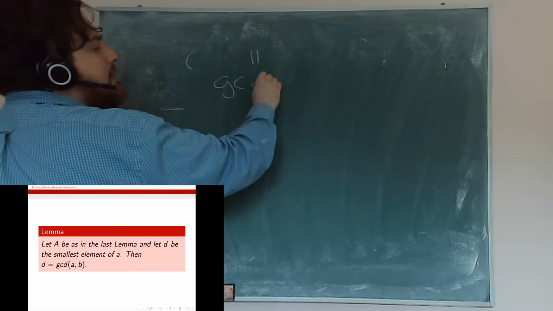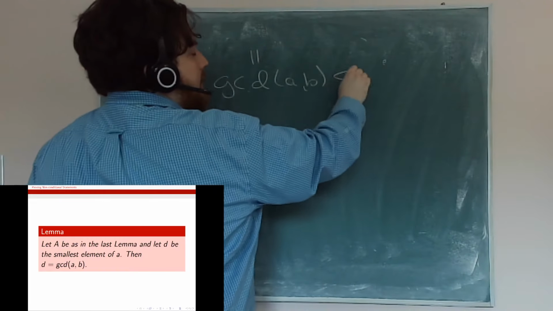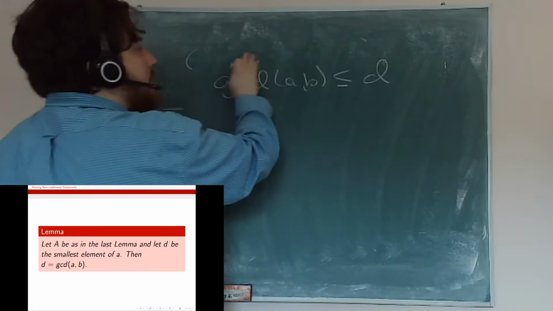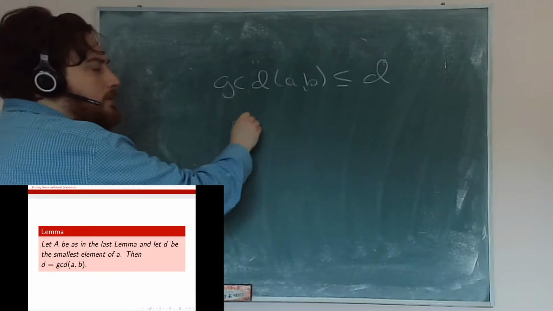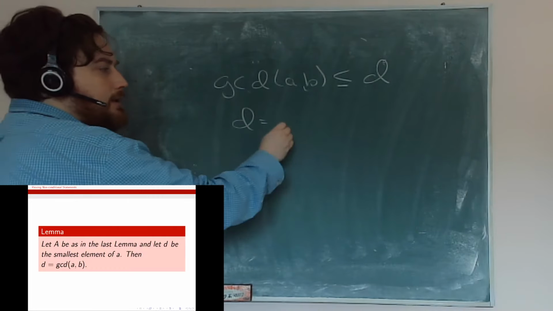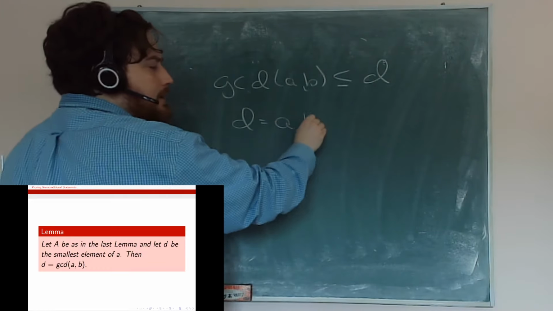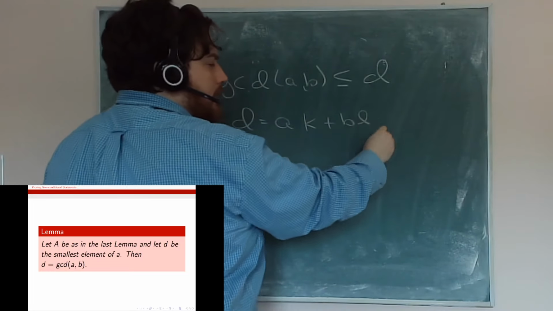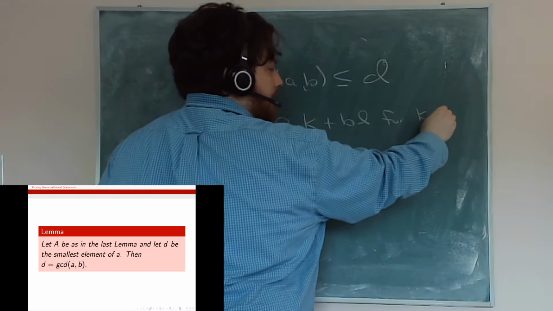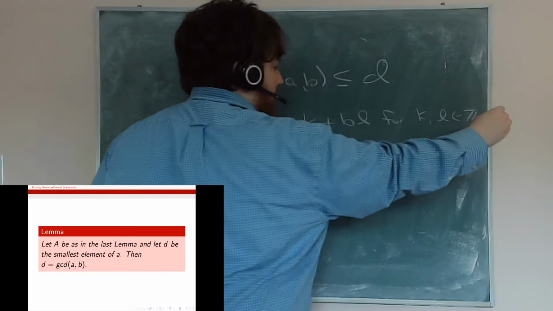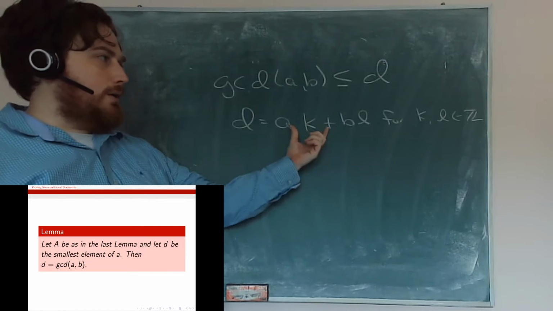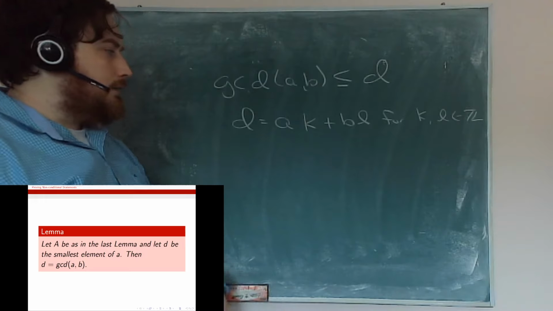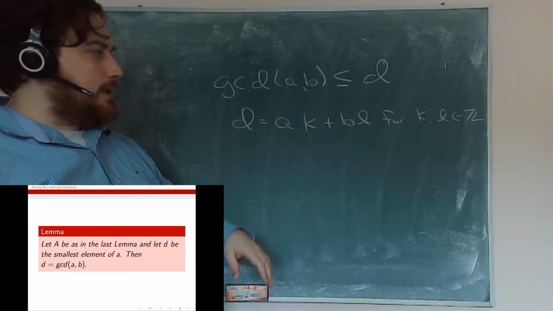First thing I'm going to do is show that the greatest common divisor of A and B is less than or equal to D, which is the smallest element of that set A. Well, what I'm going to do for that is notice that D was in the set, so D can be written as A times K plus B times L for integers K and L. All right, so this is where I'm headed. I know this because all the things in A can be written as this. Furthermore, 0 is less than D is less than or equal to A.